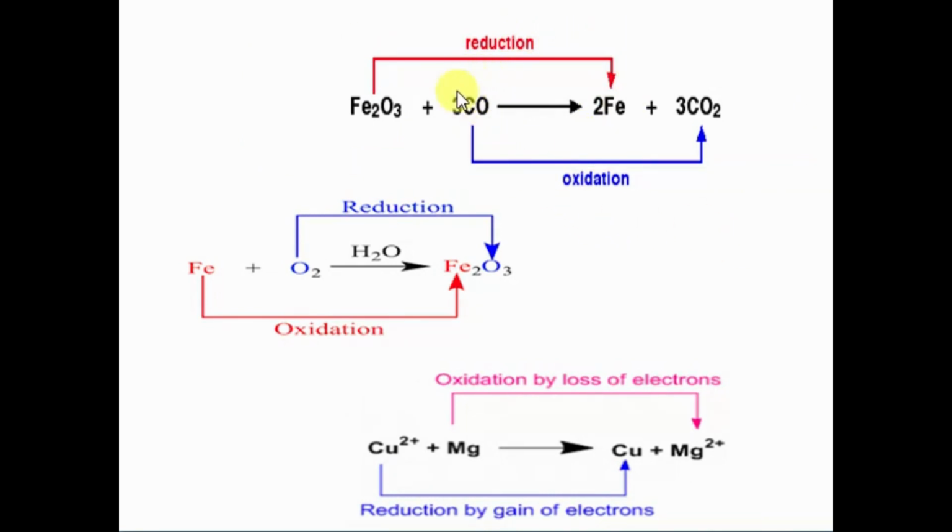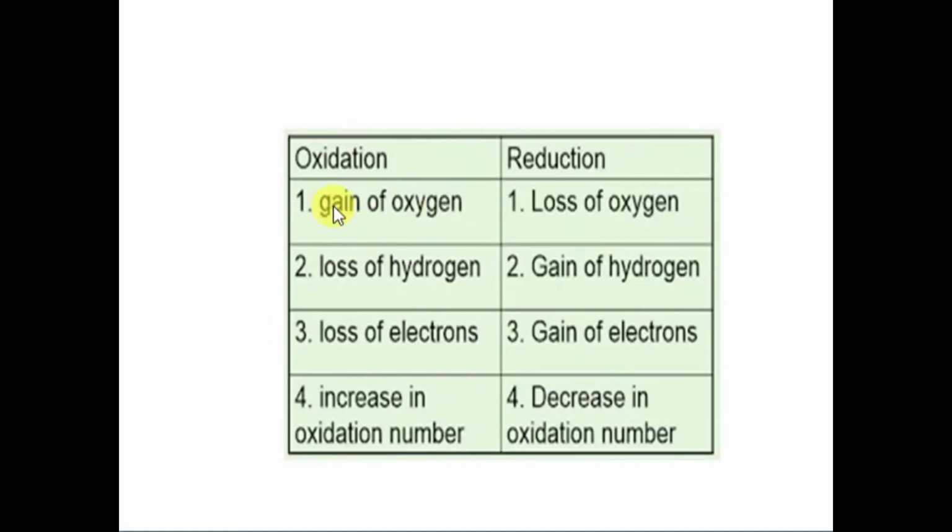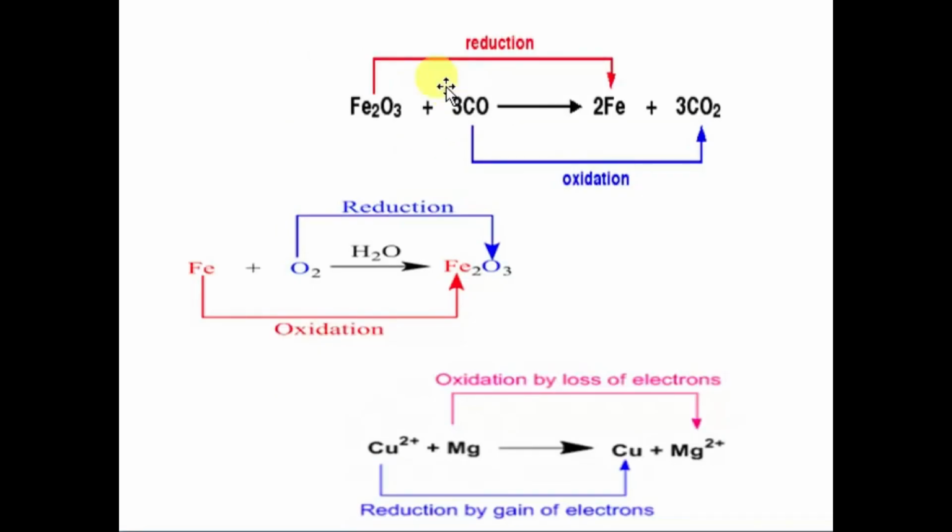Similarly, in case of CO, you will see that here with C you have one atom of oxygen, and here you have two atoms of oxygen. So what is taking place? Oxidation is taking place because oxygen is getting added. We have already read that gain of oxygen means oxidation, loss of oxygen means reduction. So that is what is taking place here also. So here you have removal of oxygen, so reduction, addition of oxygen, so oxidation.